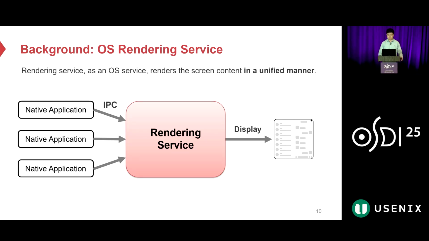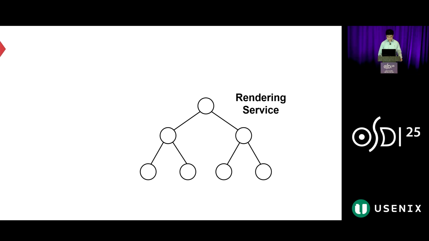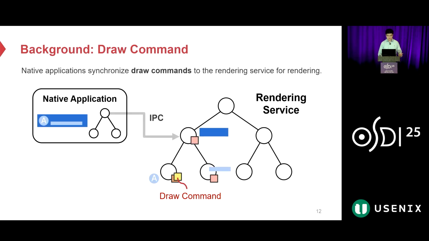The rendering service is an OS system service that renders the screen content synchronized from different applications in a unified manner. At the heart of the service is a unified render tree. It manages all the drawing information on the screen. Specifically, each render node may contain some draw commands. Native applications synchronize these draw commands to the rendering service, which populates this tree. For example, the app here shows a blue card represented by the subtree with 3 render nodes and 4 draw commands.